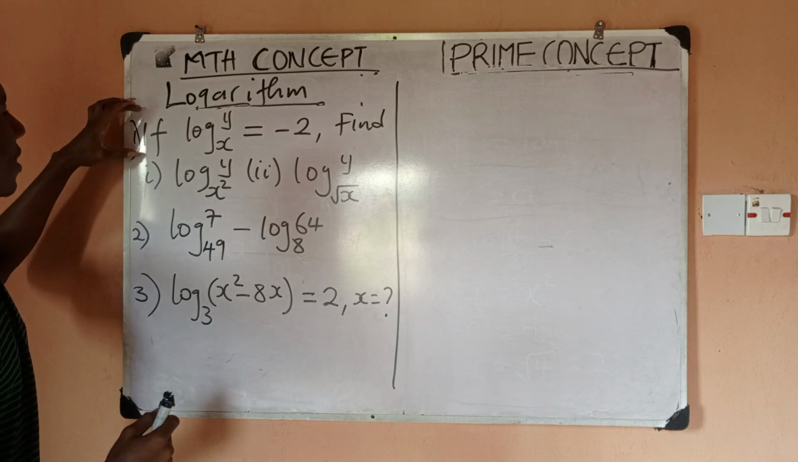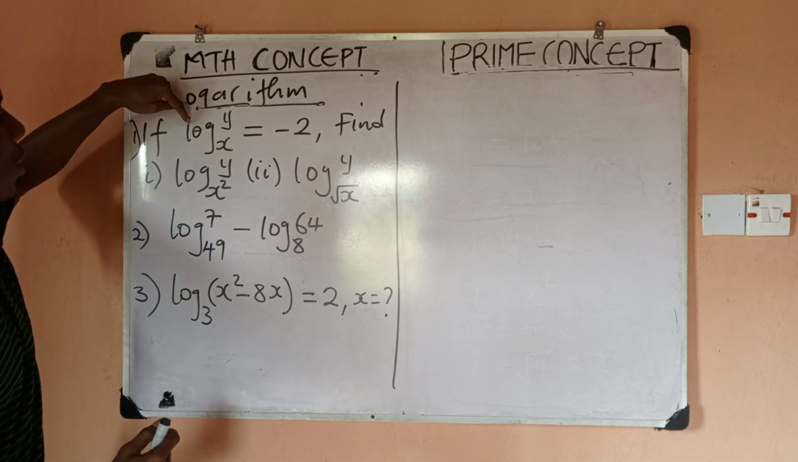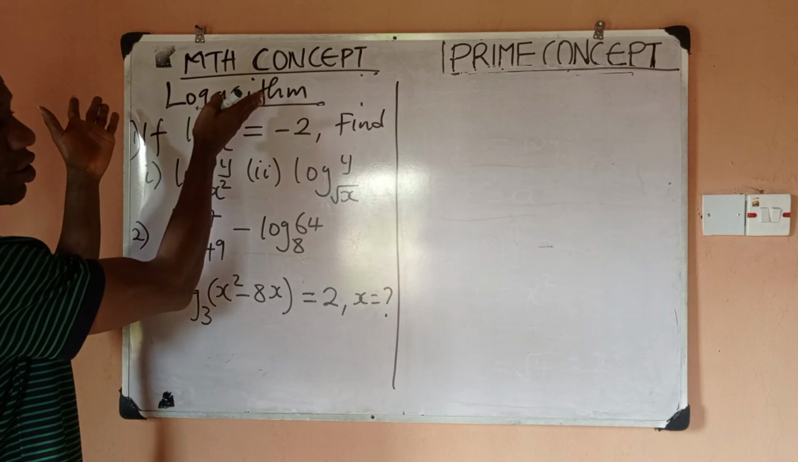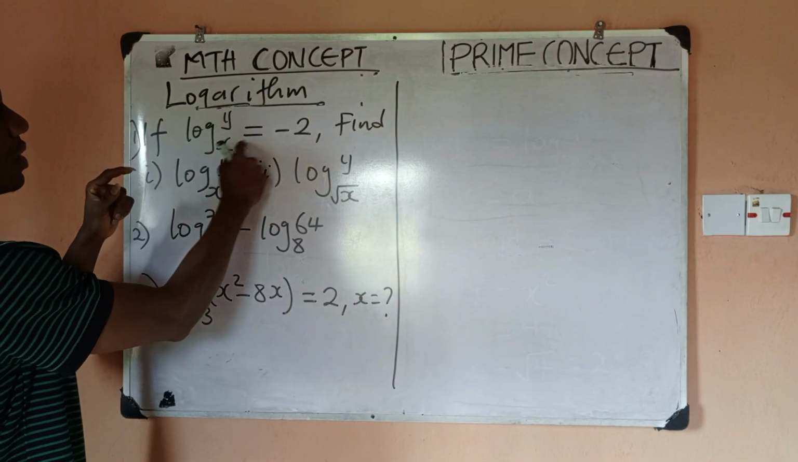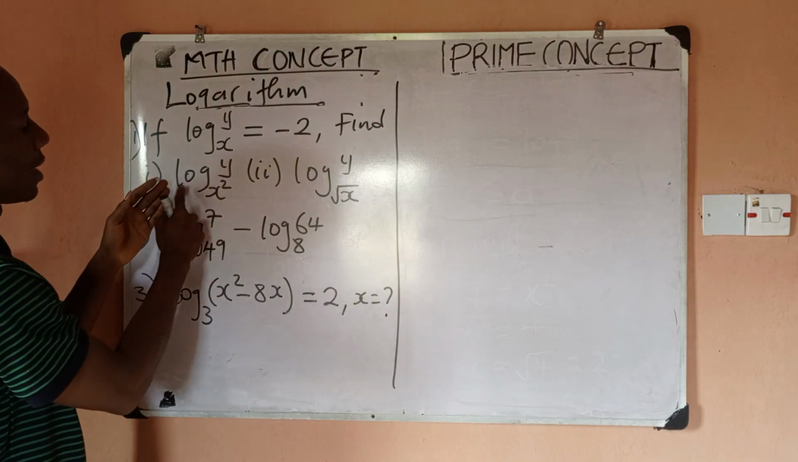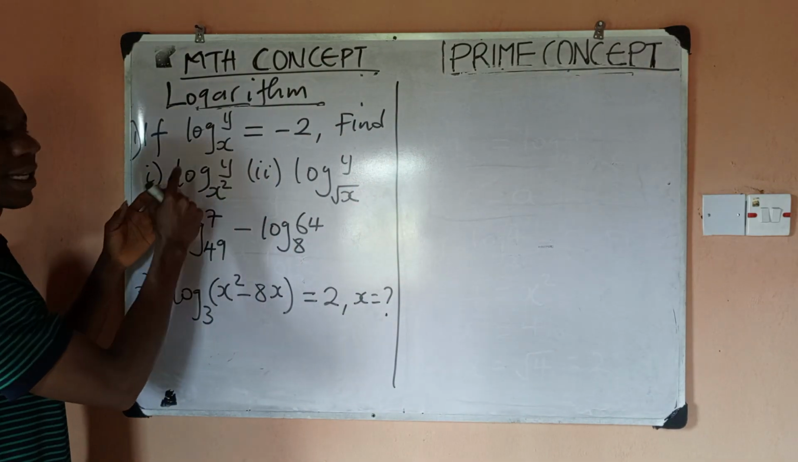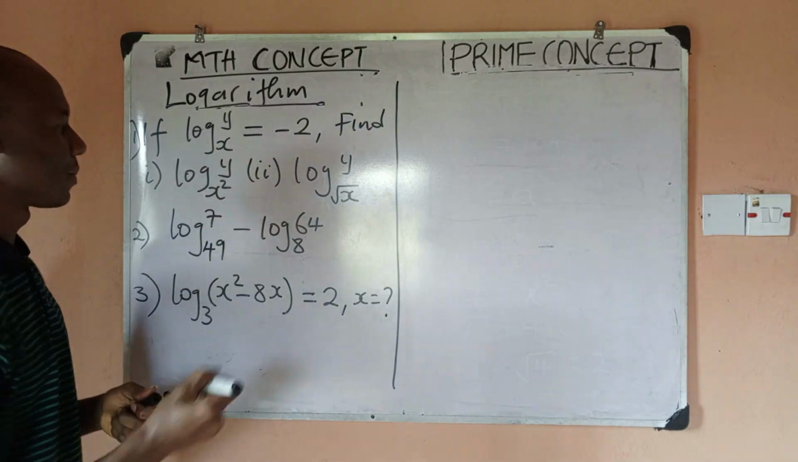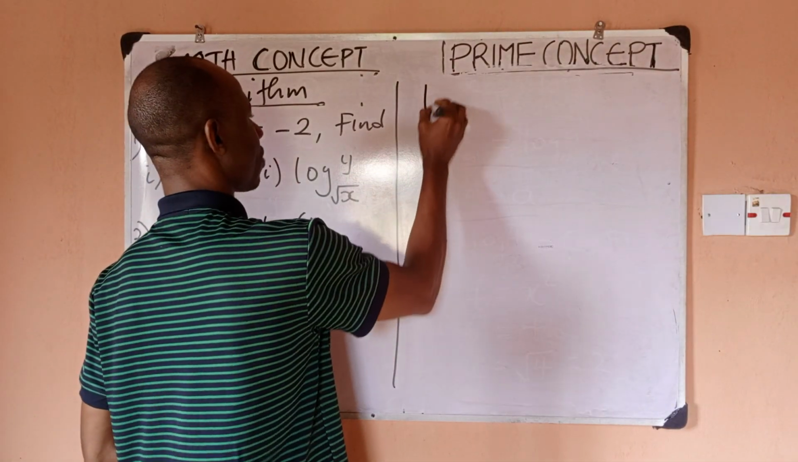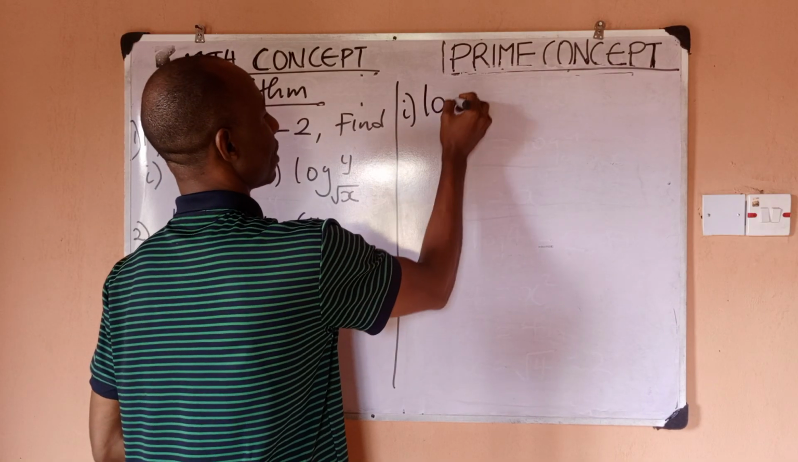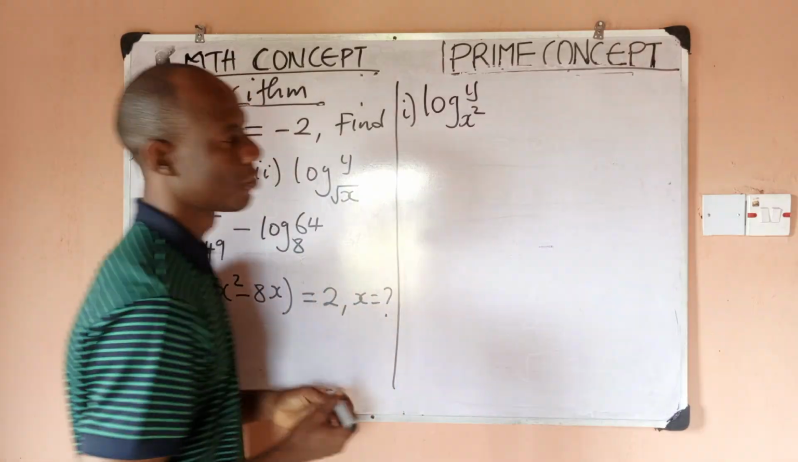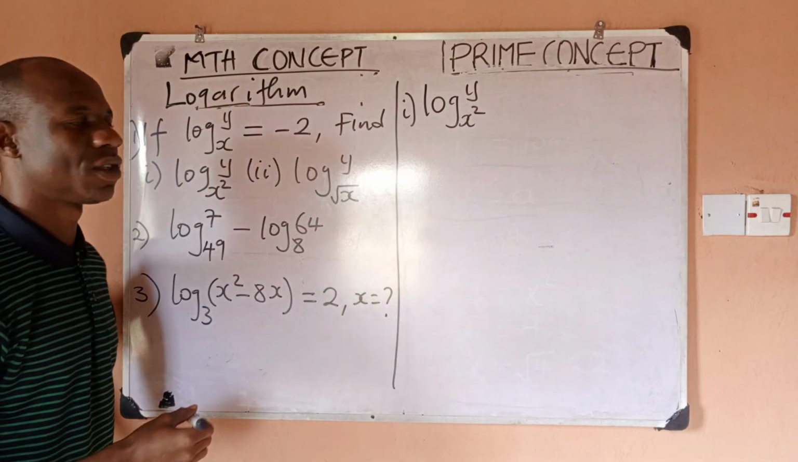The first one says, if log y to base x is equal to minus 2, so this is a condition, find log y to base x squared, right? You notice that our base is carrying a power. So quickly, this is what I'm required to find: log y to base x squared. I'm required to evaluate this. What would the result be?